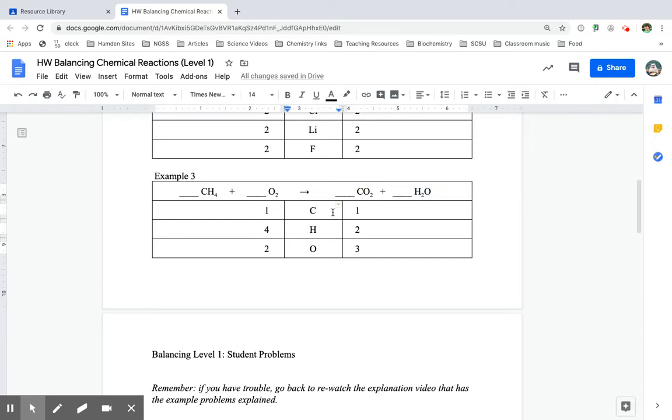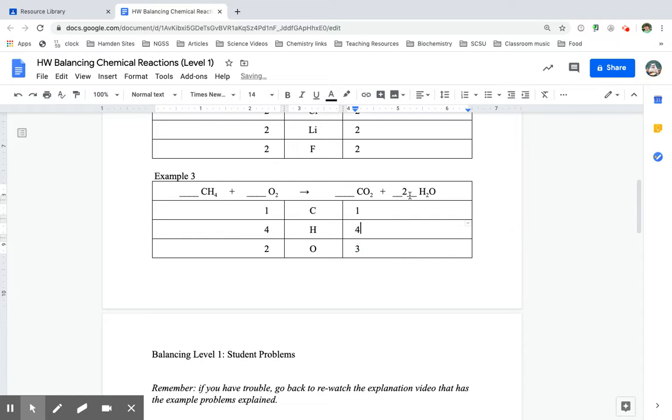Okay, let's start with our carbons first. 1 carbon on the left, 1 carbon on the right. Carbon's already all set. Hydrogens, let's try. 4 on the left, 2 on the right. So I need 2 more hydrogens over here to make a total of 4. Because they multiply, I'm going to put a 2 here because 2 times 2 gives me 4 hydrogens.